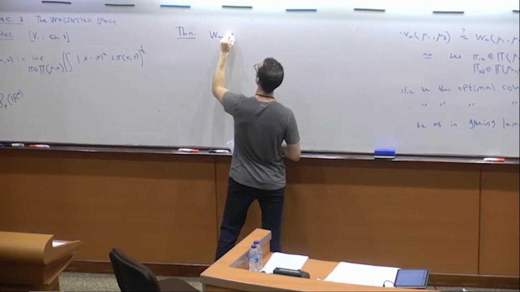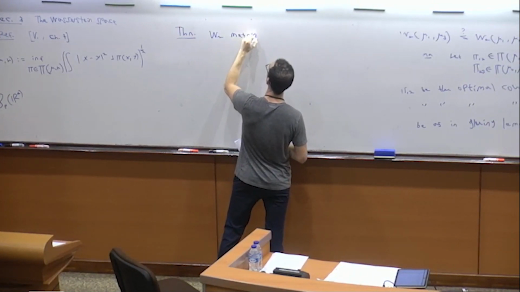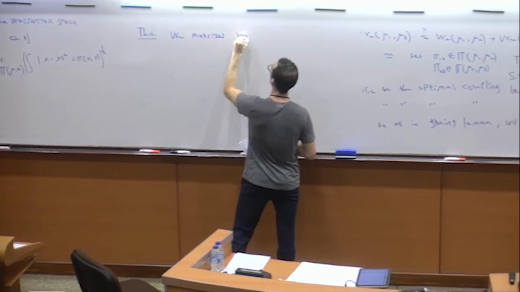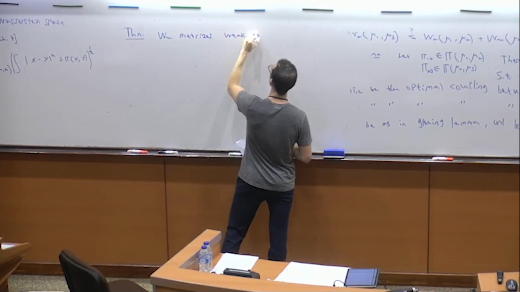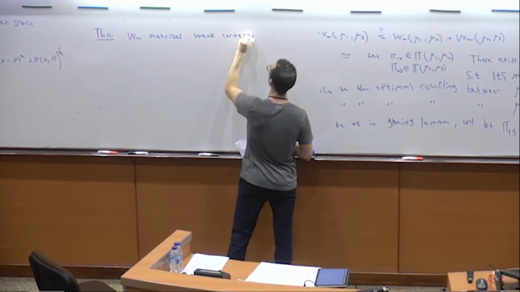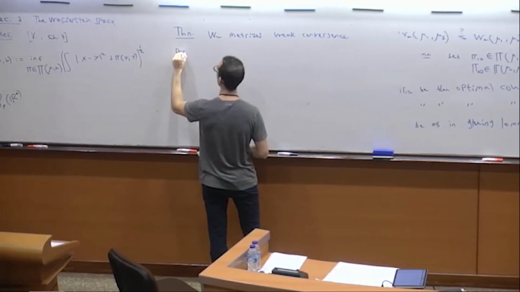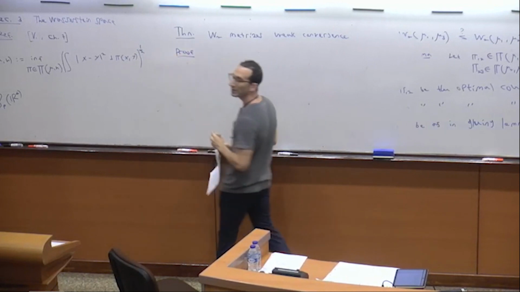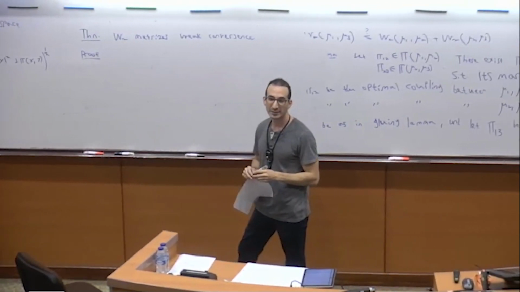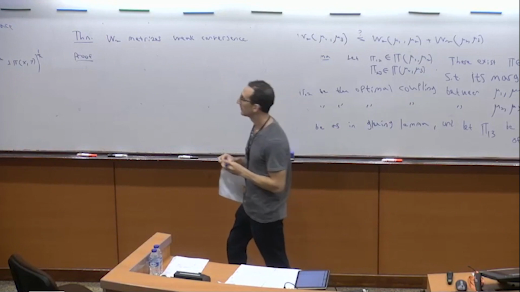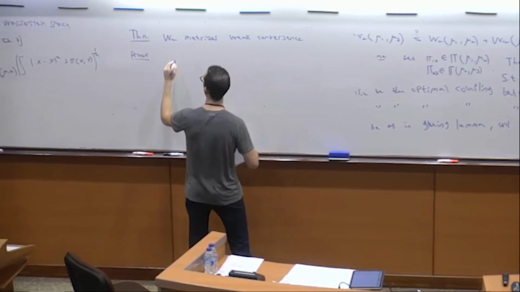We want to say that W2 metrizes weak convergence. So here are the simplified assumptions that we'll make. Rather than working with R^D, we're going to work with a compact set of R^D. And that's really going to simplify a lot.